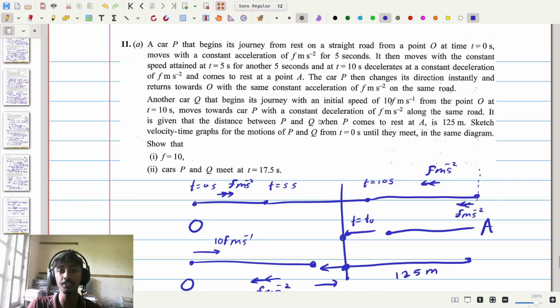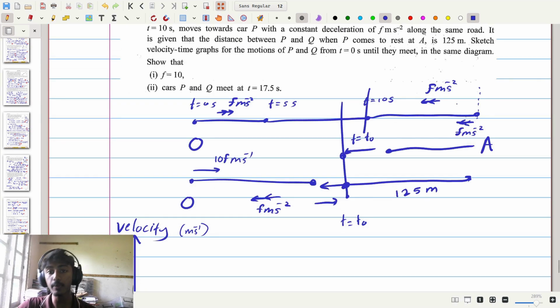Now after that, the question says at t equals 10 seconds, the car starts to decelerate at a constant deceleration of f meters per second squared. Now if we consider that situation, we can see at t equals 10 seconds, since our car was still traveling at the same constant velocity it had at t equals 5 seconds, the velocity at this point is, in the forward direction, 5f meters per second. But after that, our car continues to decelerate until it gets to the point A, at which point its velocity in the forward direction is 0, since it comes to rest at the point A.